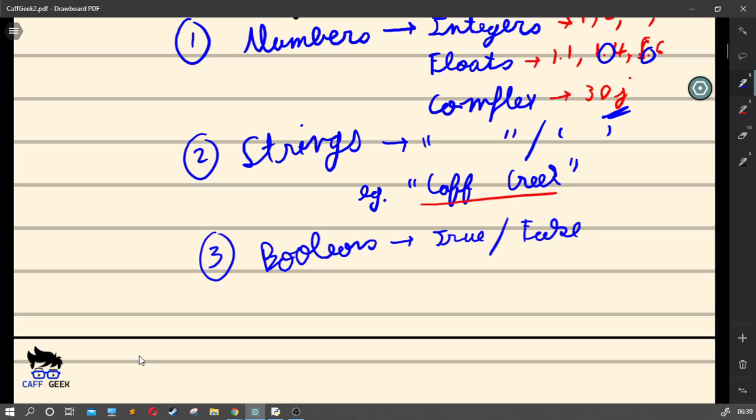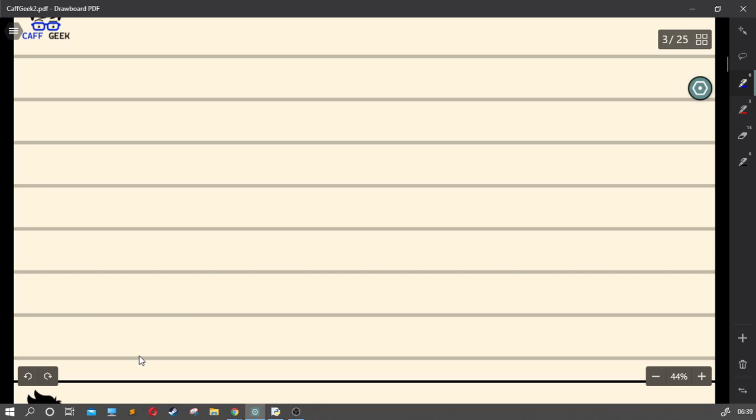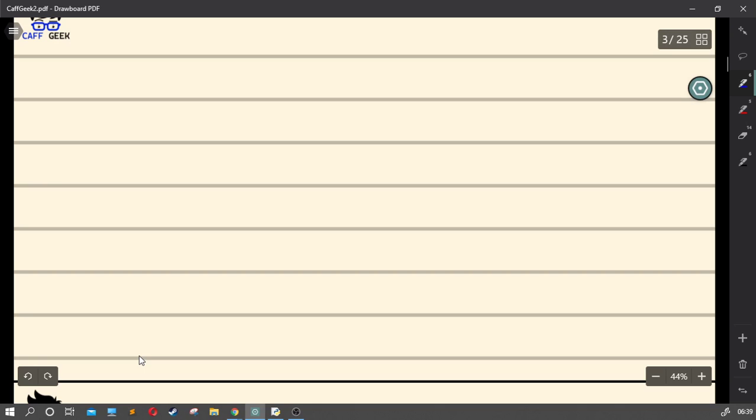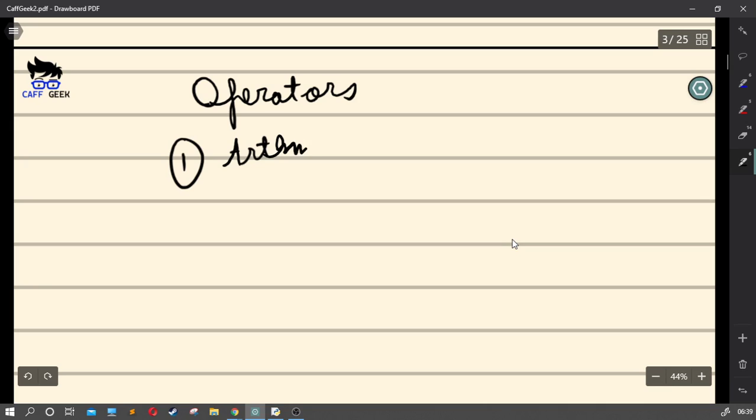So let's move forward. After simple data types, we have operators. Operators are really important in any programming language. We will be discussing arithmetic operators here, and we have other operators as well. We will discuss everything, but let's start with arithmetic operators. We have three different types of operators which we'll be discussing: arithmetic, comparison, and boolean. So what are arithmetic operators?